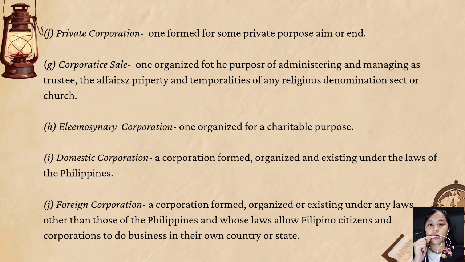Private corporation. One formed for some private purpose, aim, or end. Next is corporation sole. One organized for the purpose of administering and managing as trustee the affairs, property, and temporalities of any religious denomination, sect, or church. Next is eleemosynary corporation. One organized for a charitable purpose. Next is domestic corporation. A corporation formed, organized, and existing under the laws of the Philippines. Next is the foreign corporation. A corporation formed, organized, or existing under any laws other than those of the Philippines and whose laws allow Filipino citizens and corporations to do business in their own country or state.